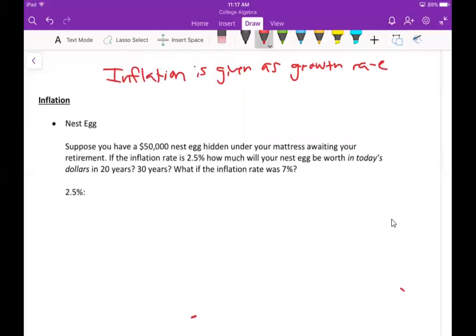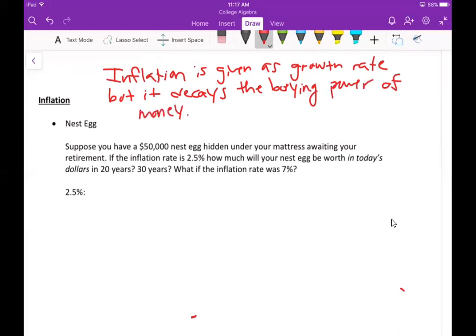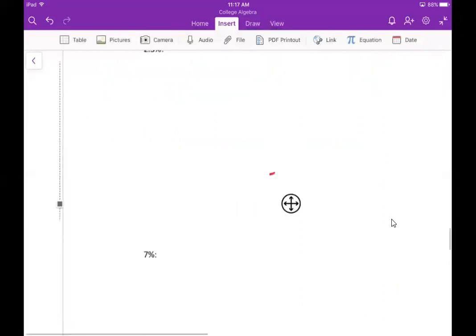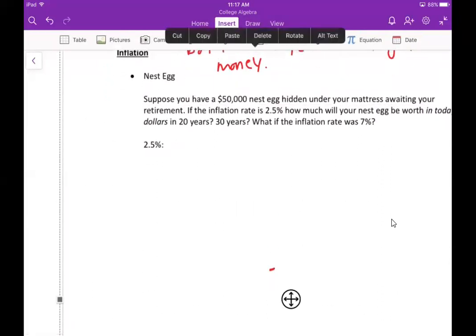Okay, it's given as a growth rate, but it decays the buying power of your money. And this is one of the major reasons that you put money into a bank, because you want that interest rate to help you combat the inflation rate that's actually decreasing the buying power of your money.